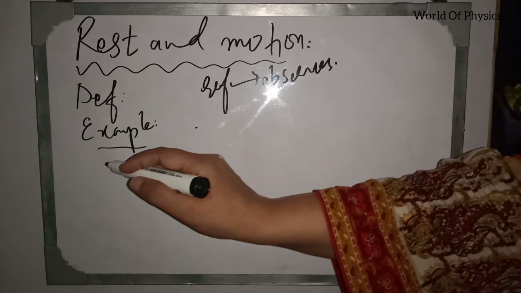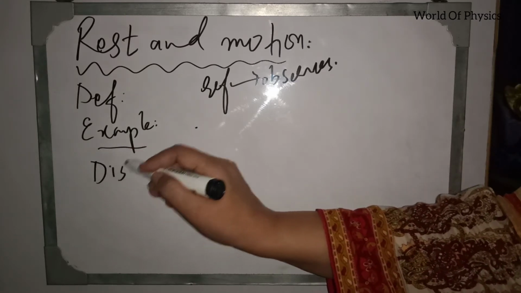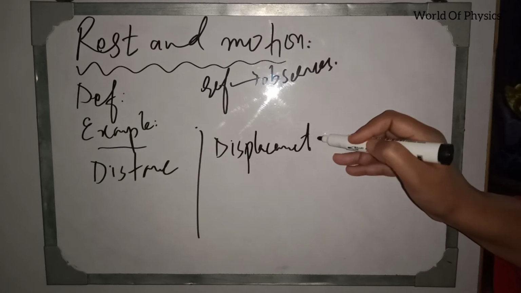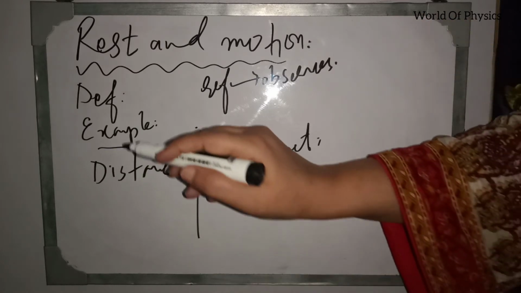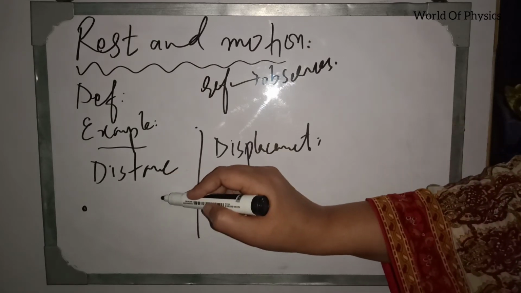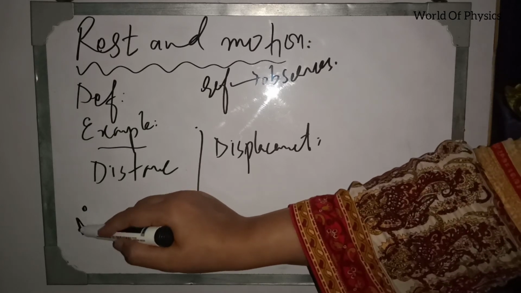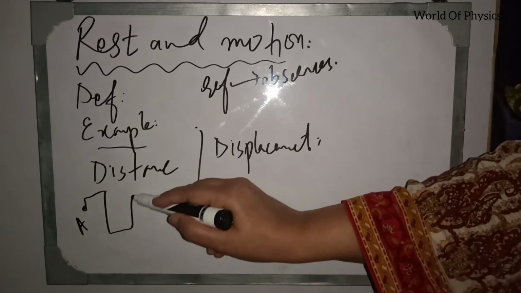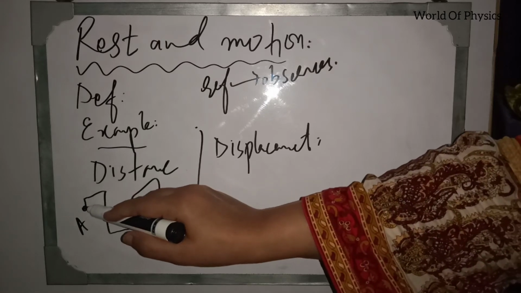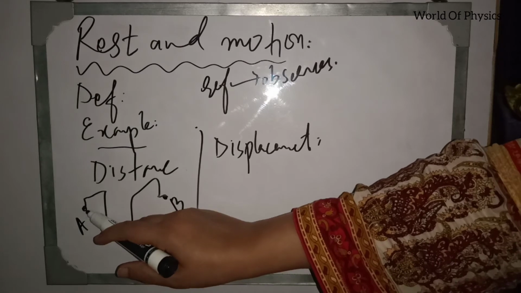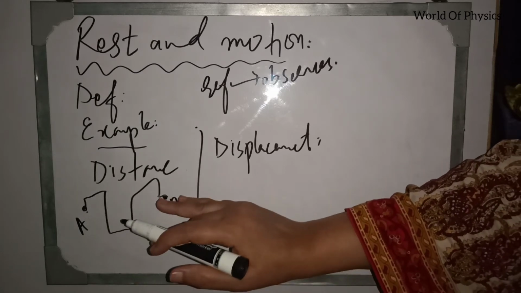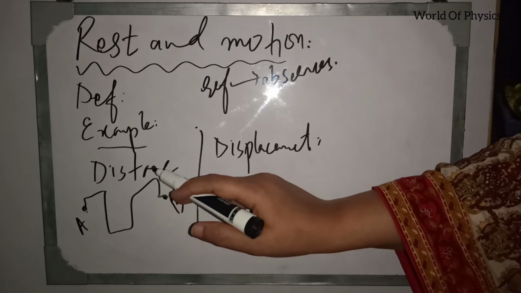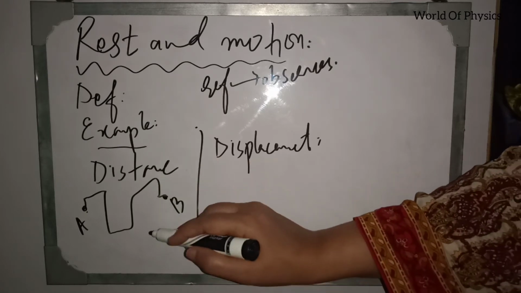Now the next topic which I want to explain is distance and displacement. Distance and displacement are similar terms but differ in direction. Distance is the total path covered by an object. Suppose this is point A and this is point B, and the object starts its journey from A to B and changes its direction like this. This is the path covered by the object to reach from point A to point B. The actual path covered by the object from point A to point B is called distance. Distance is a scalar quantity and its unit is meter.